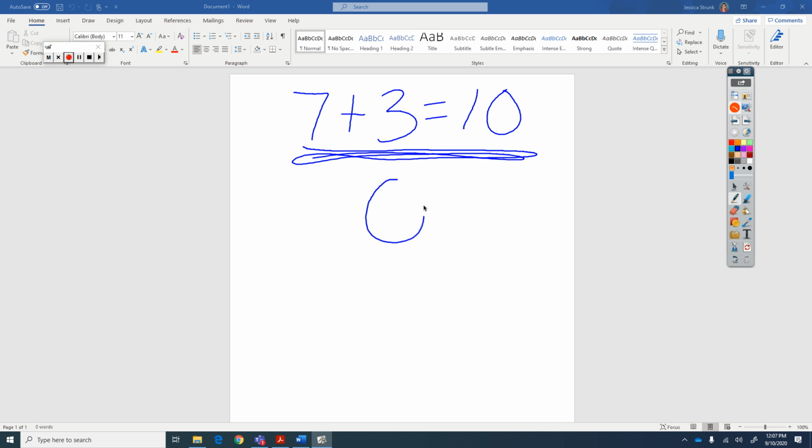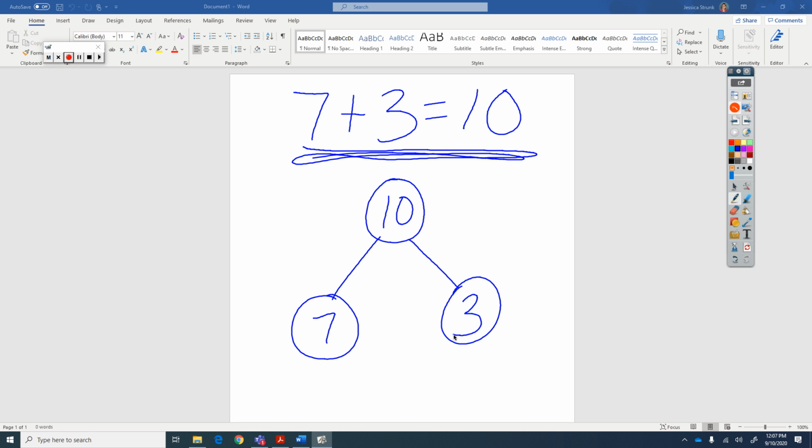This is a number bond. It's got some circles, it's got some lines. The answer or the sum goes in the top, and then the other two numbers go down in the other circles. What this number bond is showing you is that if you have 7 and you put 3 with it, it's always going to make 10. That's all a number bond is.